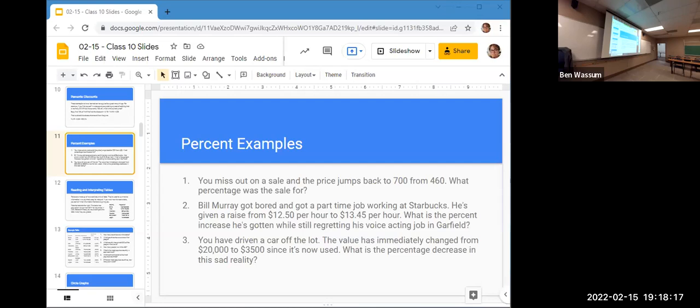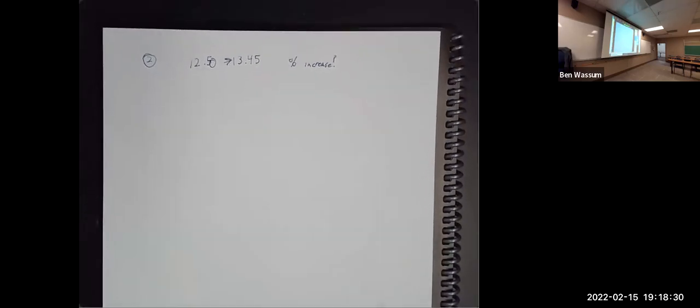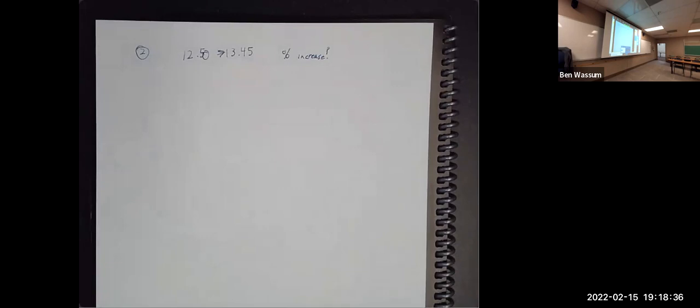Write down what I need to know. Number 2. Yeah. All right, no problem. Well, despite my terrible handwriting, we have $12.50 and we're going up to $13.45, and we need to know what percentage increase did we just make.